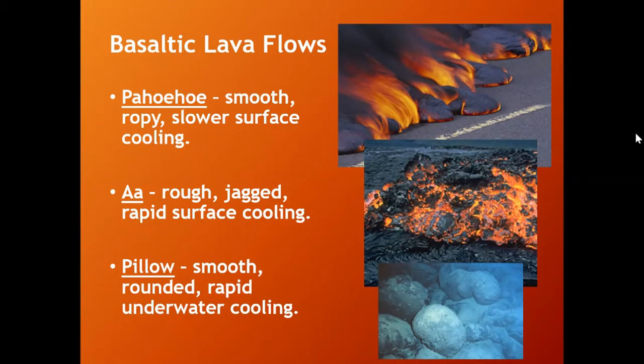And then the lava flows that cool a little more quickly cool in a rough, jagged form, and they're called a'a. And a great way to tell the difference between pahoehoe and a'a is that when you walk over pahoehoe, it's nice and smooth and ropey. When you walk over a'a, you're like, ouch, because it's so rough and jagged.